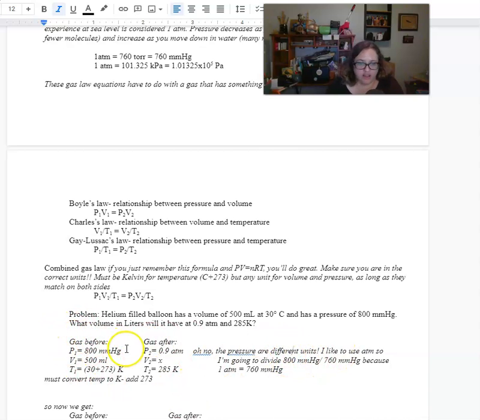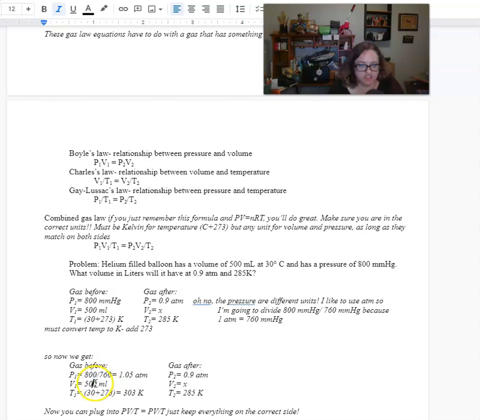Okay, so what I did is I divided 800 by 760 because 1 atmosphere is equal to 760 millimeters of mercury. What I should have done in this problem is check, because you want the volume to be in liters. So I should have divided this by 1,000 to be liters, because then I would get liters at the end.